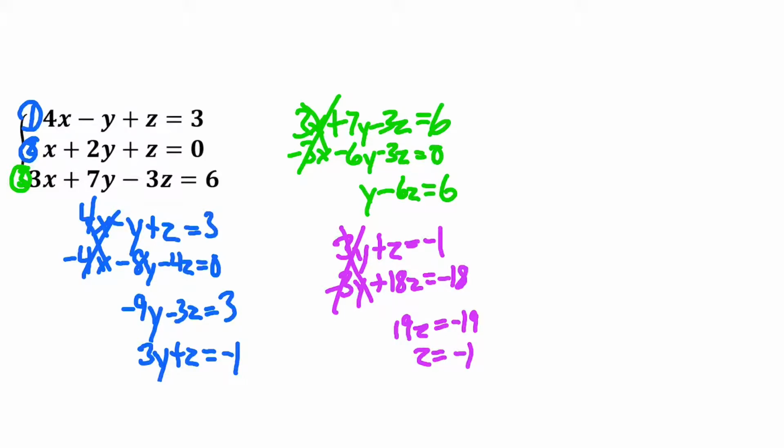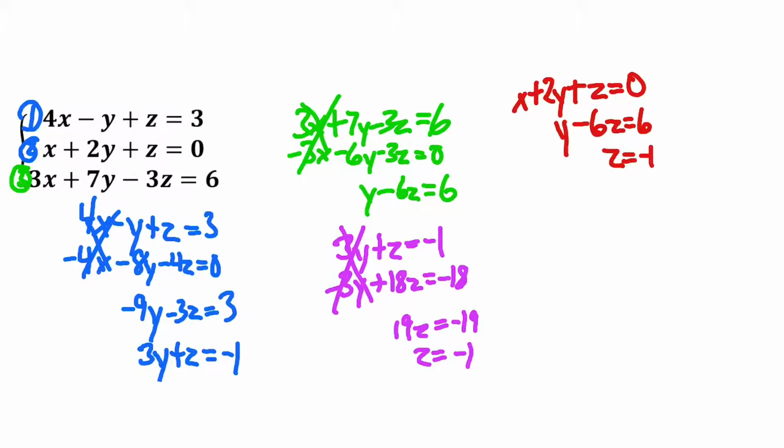Now I can begin writing out my system of equations. I'm going to start by writing equation 2 because it started with a leading coefficient of 1: x plus 2y plus z equals 0. Then I'm going to write the green y equation because it starts with a leading coefficient of 1: y minus 6z equals 6. And then I'm going to write z equals negative 1.